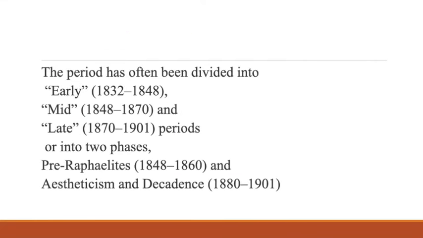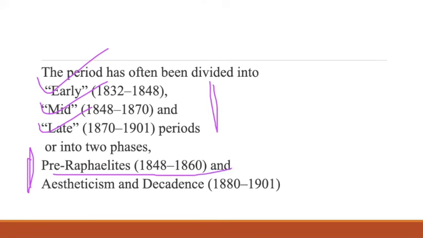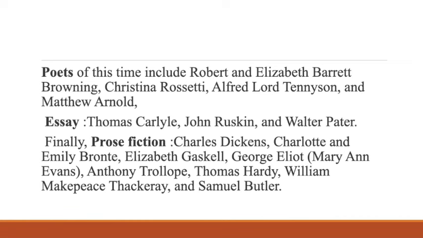Now, this period has the early Victorians, mid-Victorians, and the late Victorians. Early is from 1832 to 1848, mid 1848 to 1870, late 1870 to 1901. So you can subdivide it into three parts: early, mid, and late. Or you can also have two phases. The first phase is the Pre-Raphaelites from 1848 to 1860. And then the second phase is aestheticism and decadence, that is 1880 to 1901. You can subdivide it, but the entire period is called the Victorian period.